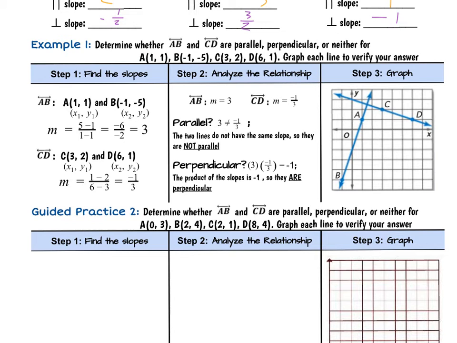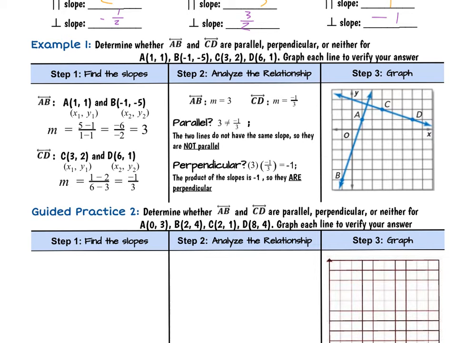We plug them into our slope equations from the previous notes, and we get an m value of -1 over 3. So we analyze the relationship. If the slope of line AB is 3, and the slope of line CD is -1/3, we need to determine, are they parallel or perpendicular? Well, if they're parallel, then the slopes should be equal. But 3 does not equal -1/3, so these are not parallel.